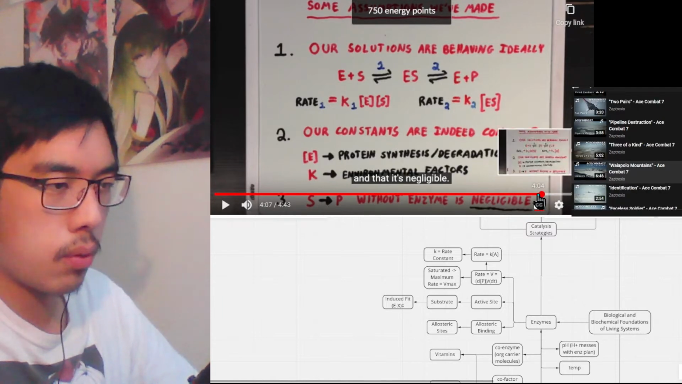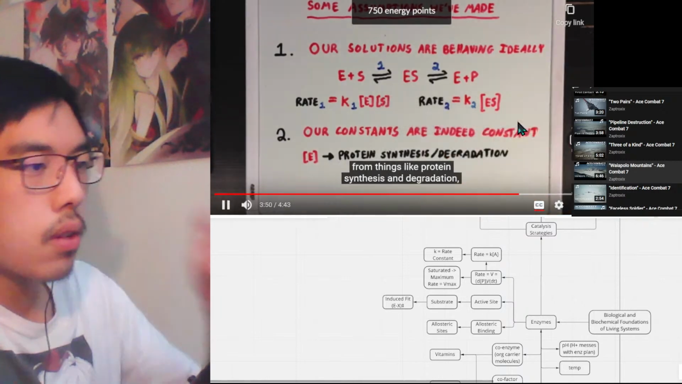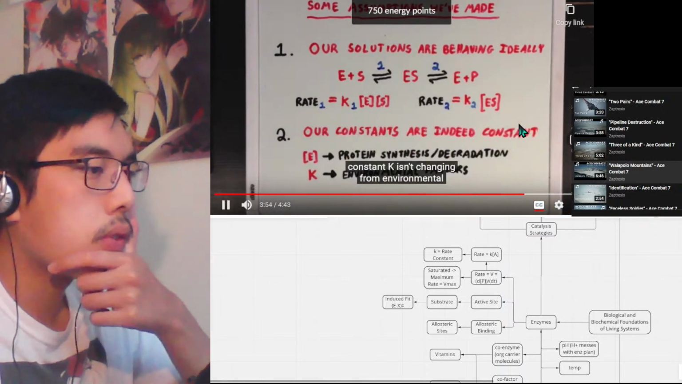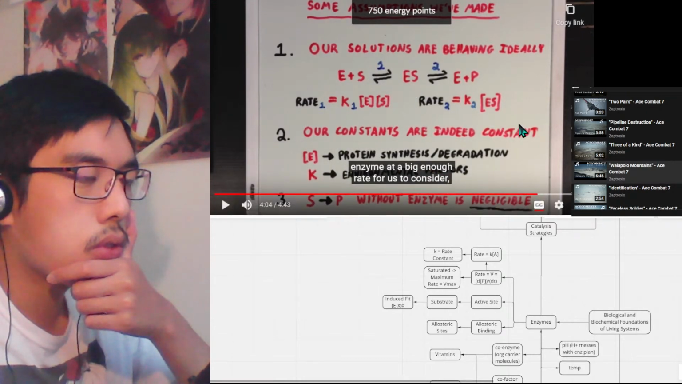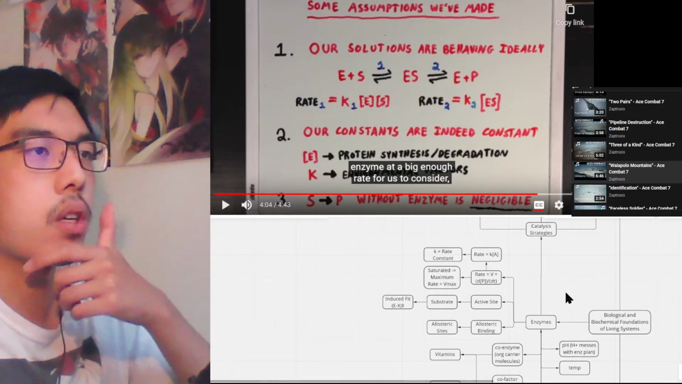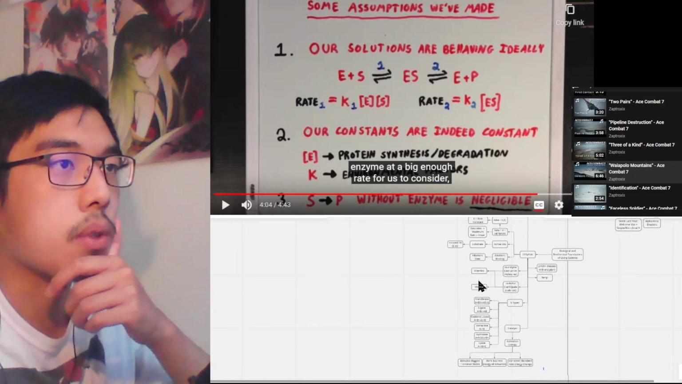Wait, S to P without enzyme is negligible? From things like protein synthesis and degradation, and we're also assuming that our rate constant K isn't changing from environmental factors like changes in temperature. Our final assumption is that for our reaction, substrate isn't forming product without the help of enzyme at a big enough rate. Okay, so we're just ignoring the possibility of that occurring without the enzyme.